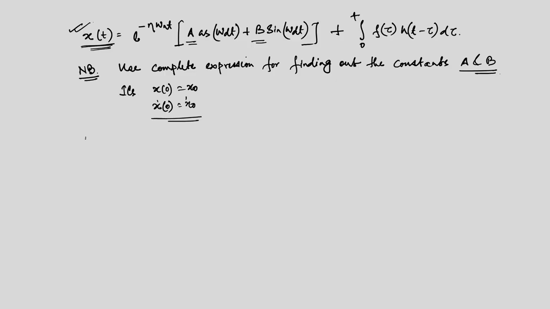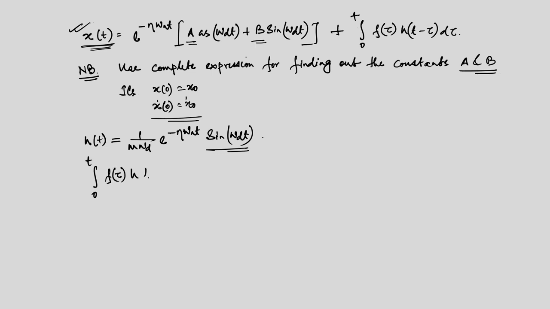Whenever we have this type of arbitrary forcing function, our main approach is to find out what h(t) is. We have derived the closed form expression. If you recall, it is 1 by m omega d, e to the power minus eta omega n t, sin omega d t. That is the impulse response function, and then we have to find the convolution integral from 0 to t of f(tau) h(t minus tau).